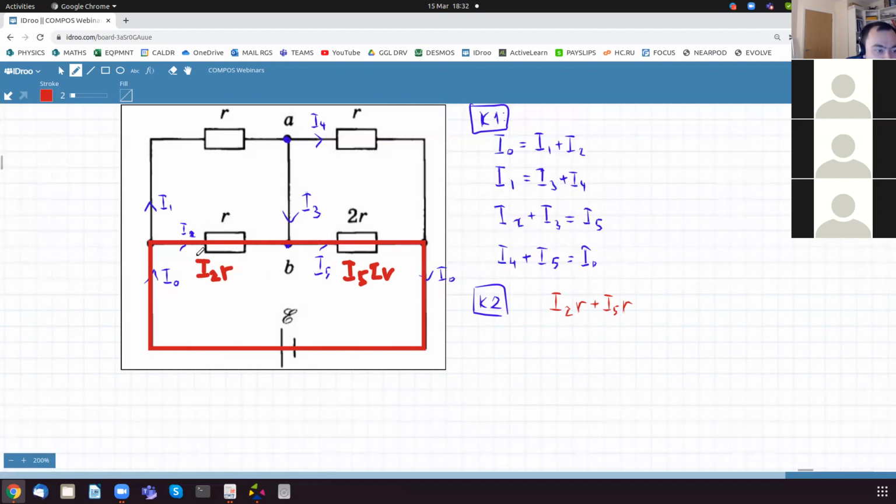On the resistor, I'm labeling the terminals. Current goes from plus to minus. We are going from plus to minus. Now here it's minus to plus. So because we are going around the circuit clockwise, the battery is going to have a negative sign because it's from minus to plus, and this is going to be 0. In other words, EMF is equal to I2R plus I5 2R.